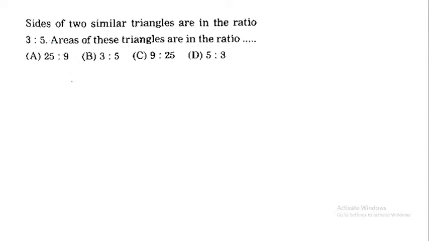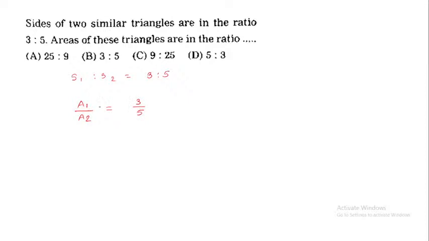So let us suppose those sides S1 is to S2 and it is given to be 3:5, and we have to find the ratio of their areas. So let us consider A1 and A2 as the areas of those two triangles. We have to use here one property of similar triangles, that if two triangles are similar, then the ratio of their areas must be equal to the square of the ratio of their corresponding sides. So the ratio of corresponding sides is given to be 3:5, that means 3 divided by 5.